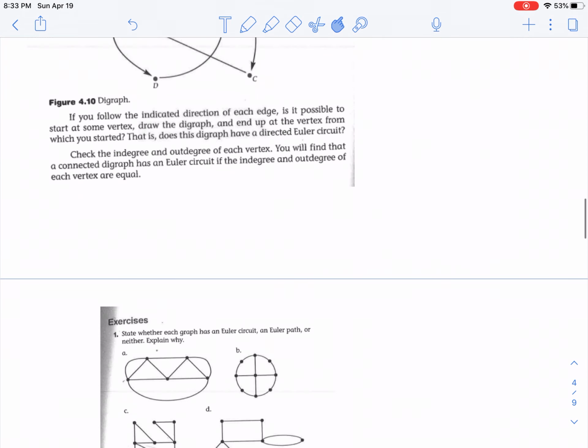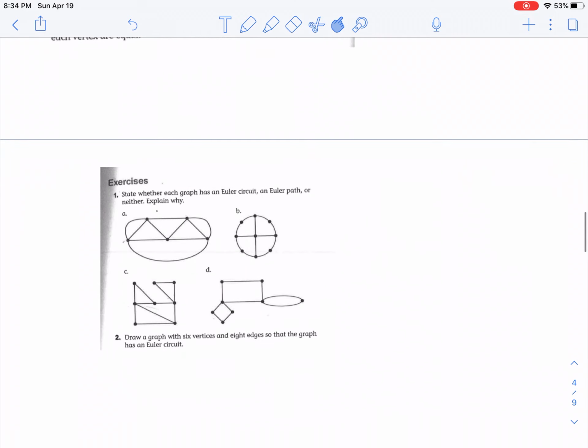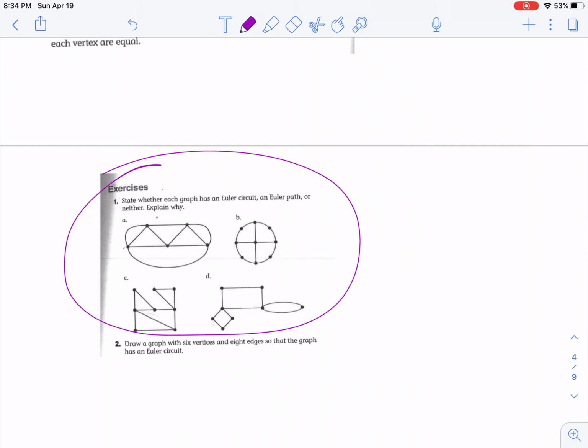All right, so I want you to try an easy assignment today, just these 4 right here, A, B, C, and D. For A, B, C, and D, and number 1, determine if it's a circuit, a path, or neither.